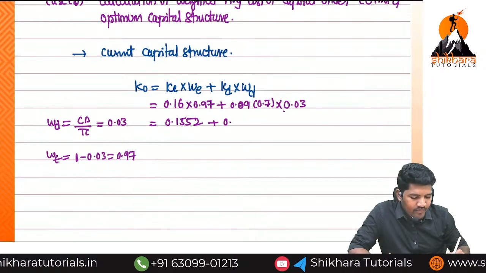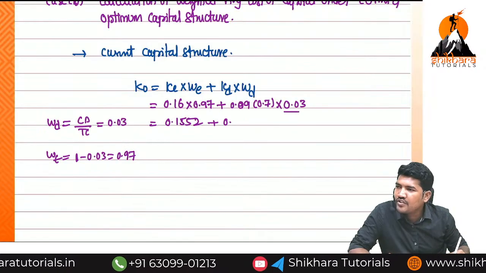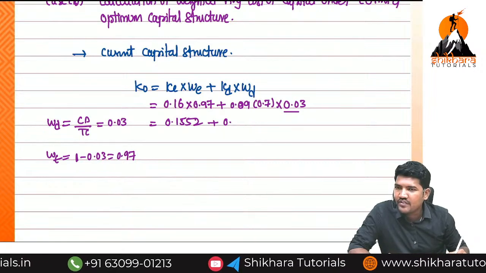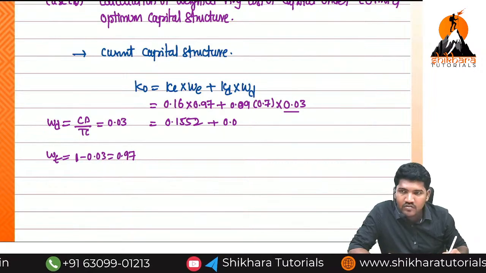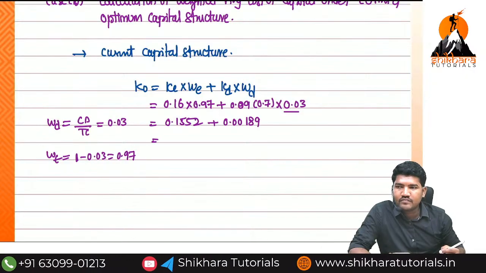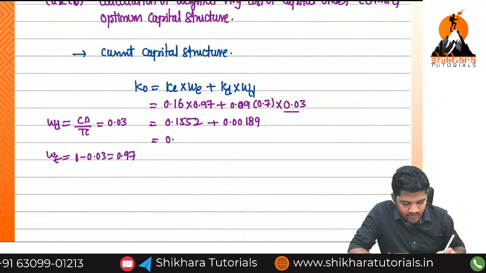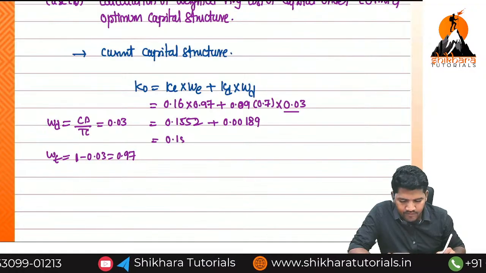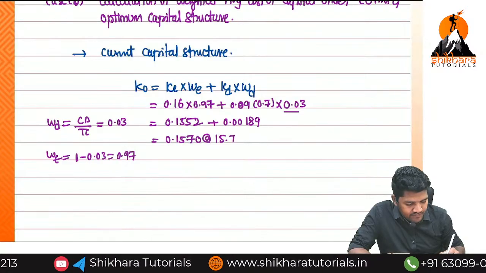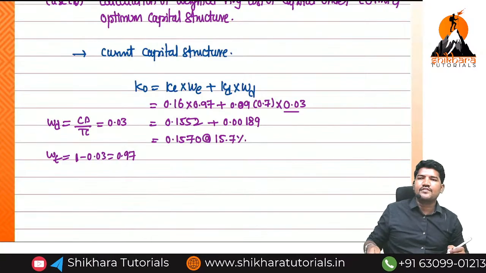Okay, ma'am, here you need to take 0.03. I think you've taken 0.3. No, it's 0.03. Now 0.00189. Now what is the answer? 0.157. Can I take 15.7%? Yes, that's simple.